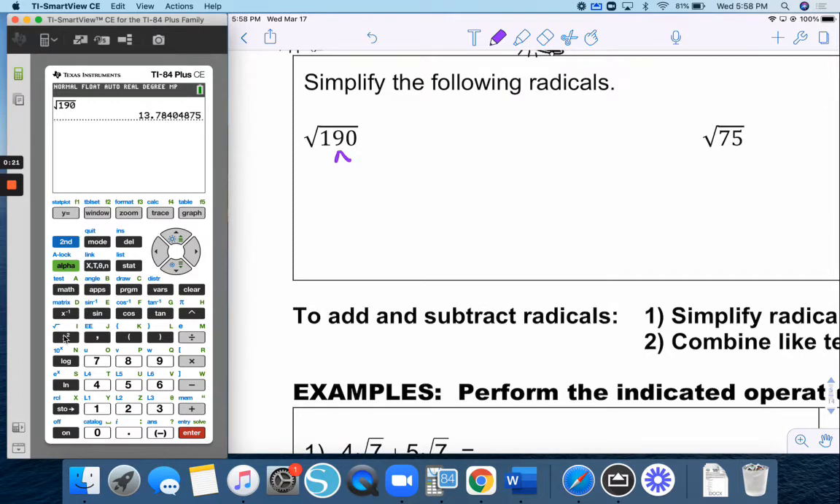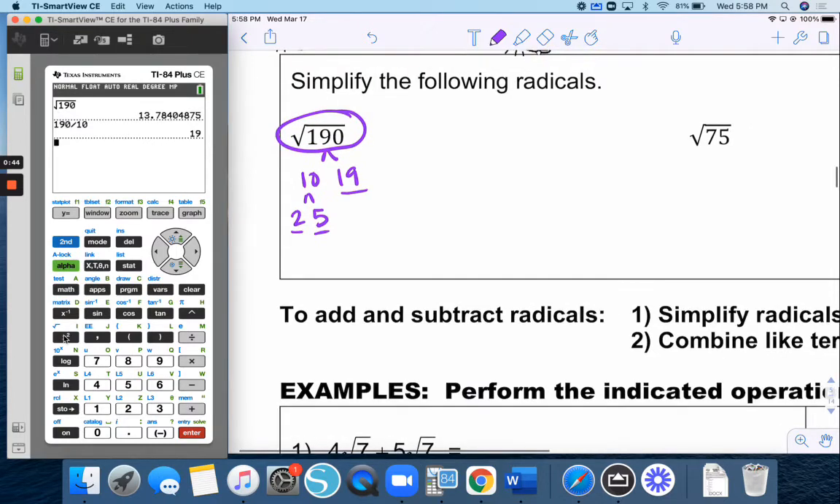So 190, I see it ends in a 0, so I'm going to try something like a 10. So 10 and 19 would work. Now 19 is not going to be able to be broken down any further, but 10 is 2 and 5. However, those can't be broken down any further either, so this one actually cannot be broken down at all.